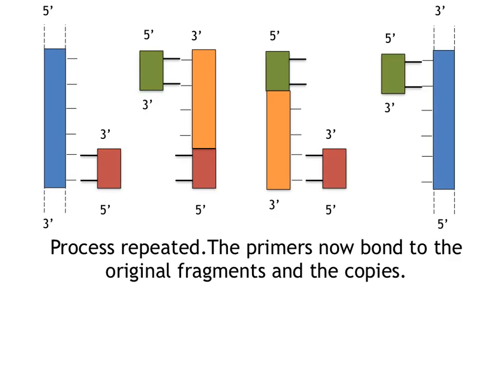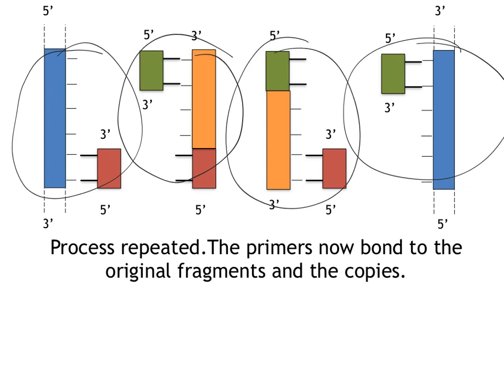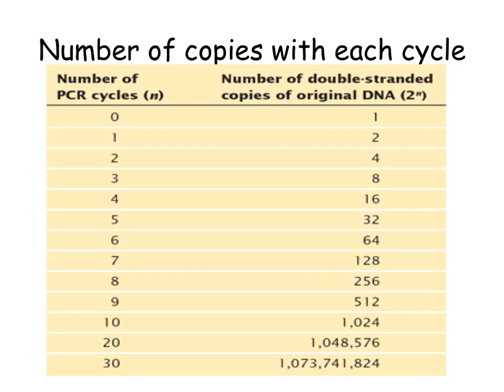And what then happens is the process is repeated. So these two strands that we've got are separated again, and the primers now bond to the original fragment here and here, and the primers also bond to the copies. That is this here and this here. So the DNA polymerase copies the DNA again, and the process is repeated over and over again for roughly 20 to 30 cycles. Now that actually produces a lot of copies of the DNA.